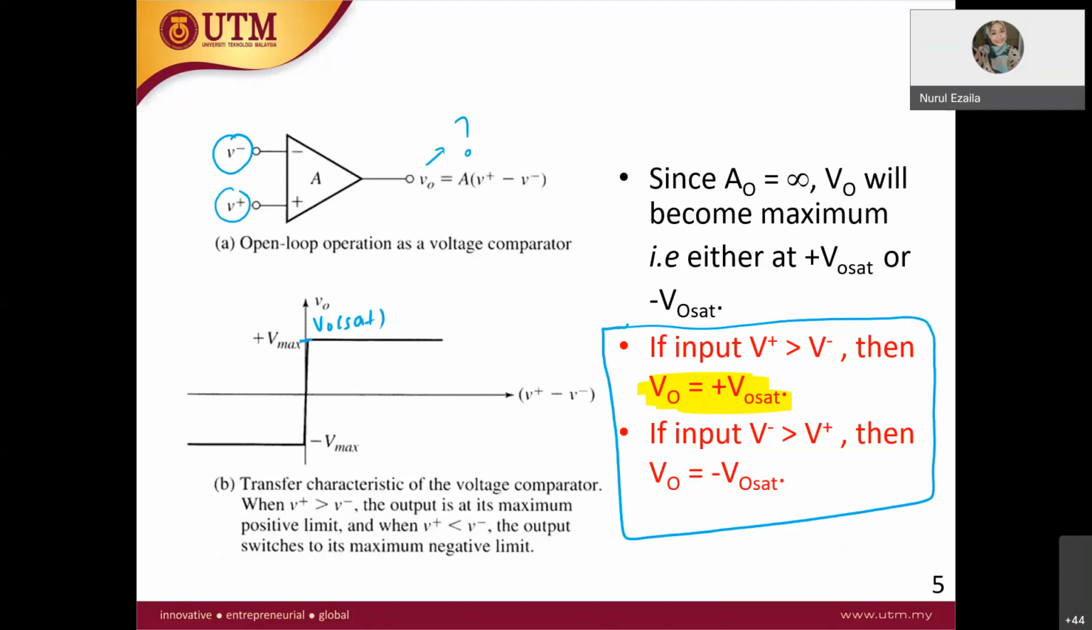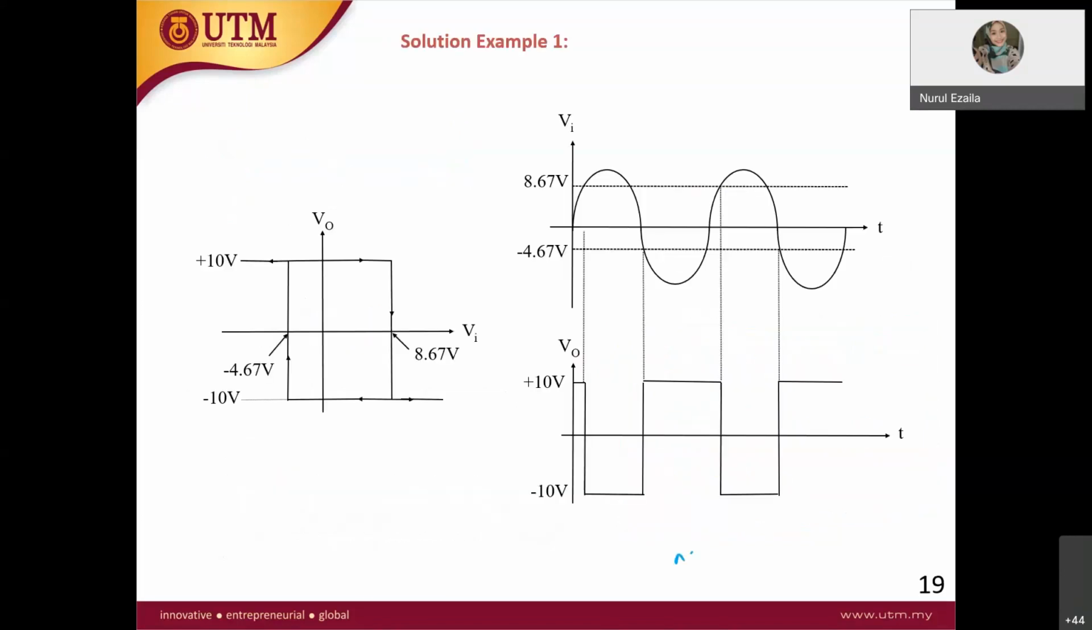Okay. So this is the negative V out saturation. The second condition: if the input V minus is greater than the V plus, whatever the input is, you have to find out. So this is just the condition.